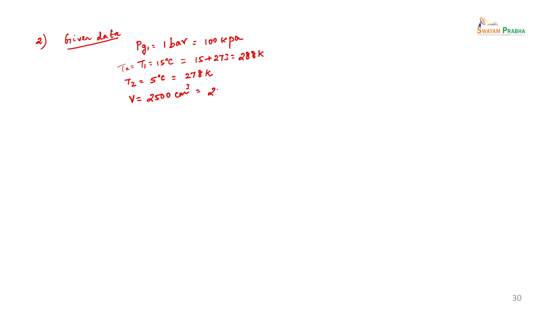So, this is equal to 2500 into 10 power minus 6 meter cube, since centimeter to meter is 10 power minus 2 and this is centimeter cube, so 10 power minus 2 the whole cube.